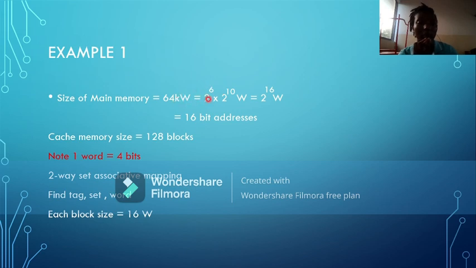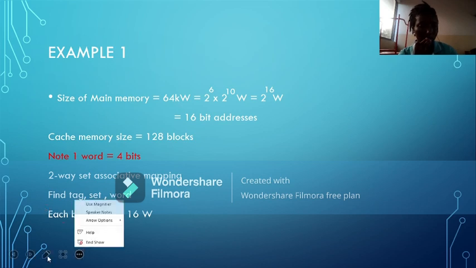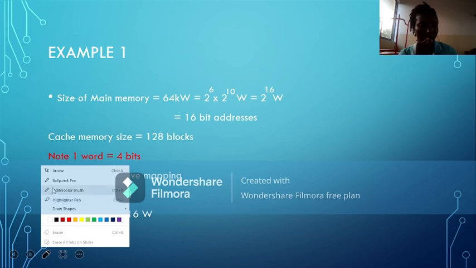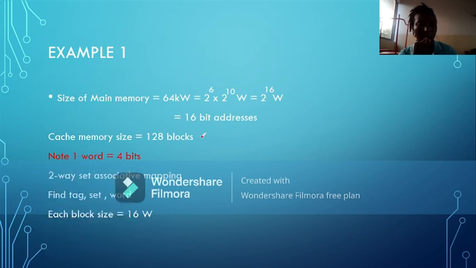And the kilo is 2 to the power 10. Remember, in indices, you have to add the powers together, and that gives us 16. So the size of the main memory is a 16-bit address.